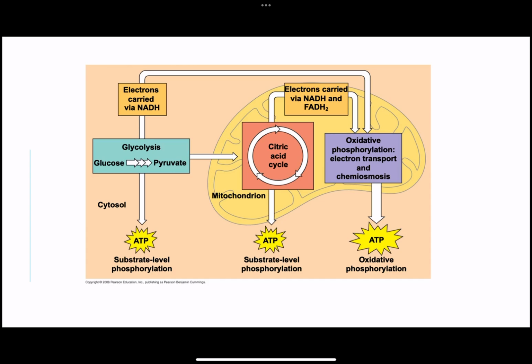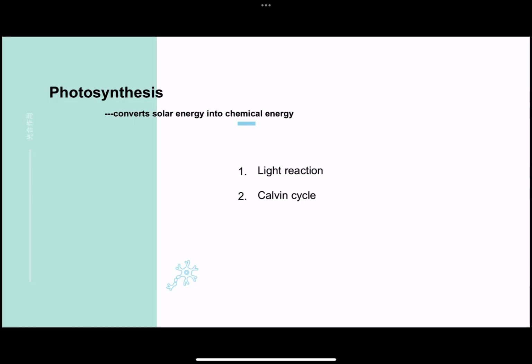This is the whole process. One round of cellular respiration can make 10 NADH. The next part is photosynthesis. It converts solar energy into chemical energy.